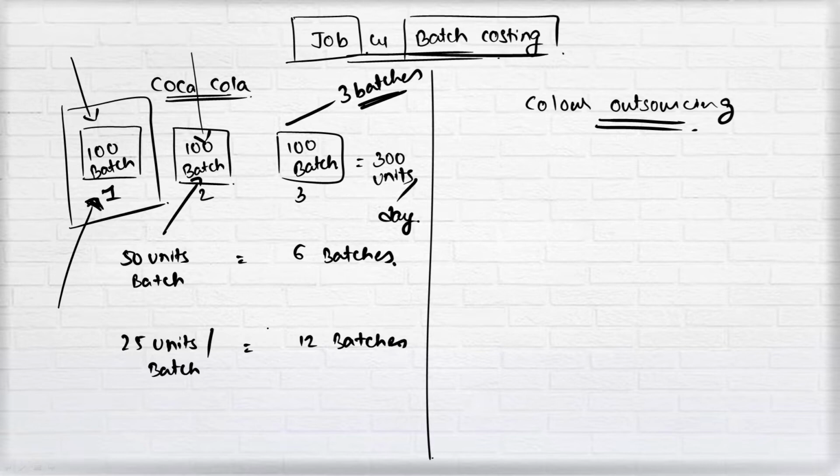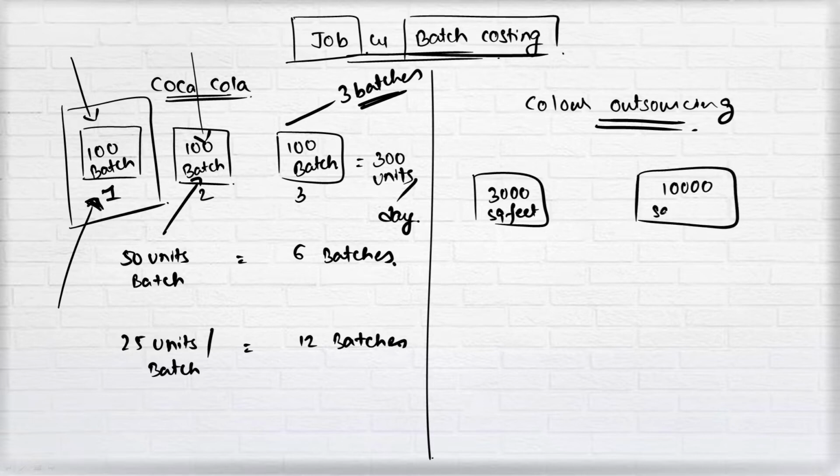Here I cannot do batch costing. I am in the service sector, I will be operating costing, but I will have to do job costing. See, your house is 3000 square feet. Will I give you the same quotation or a different quotation? Different quotation, as compared to a person whose house is, say, 10,000 square feet. His quotation might be different. So one 3000 square feet house and a 10,000 square feet house.